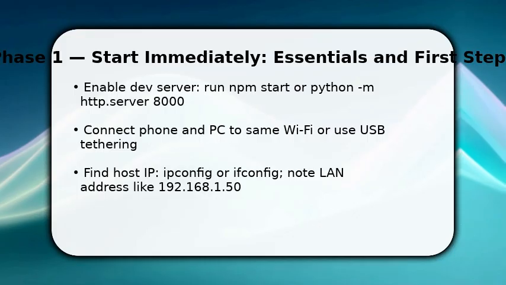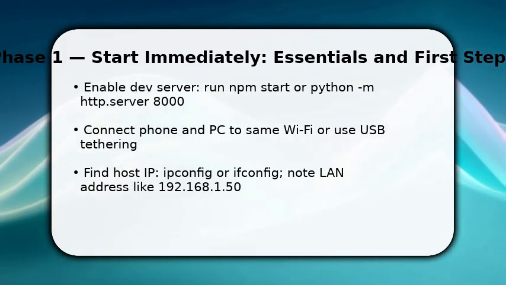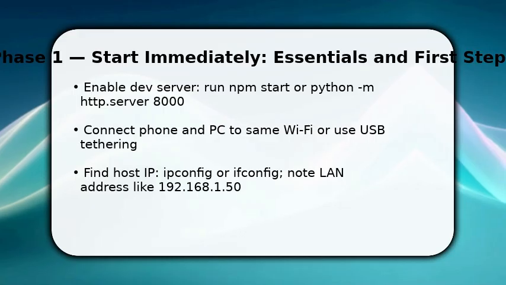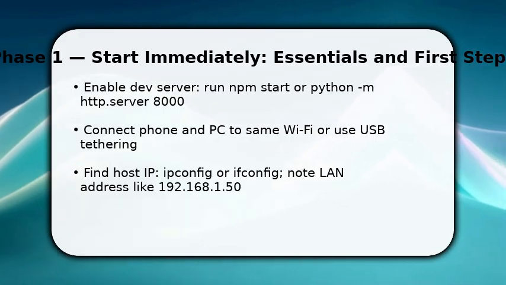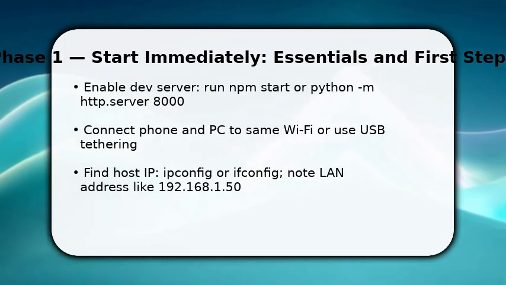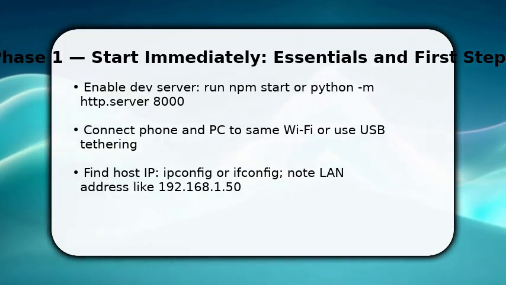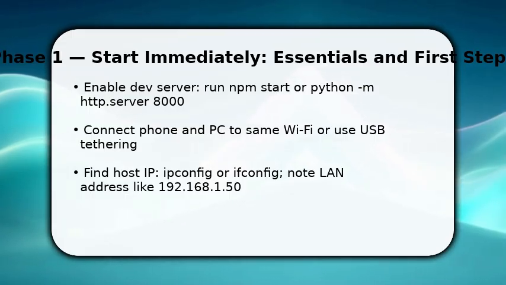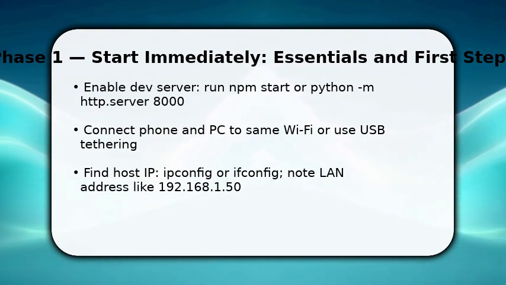Once the server is up, make sure your phone and computer share the same Wi-Fi network or enable USB tethering for a direct link. Then find your machine's LAN IP with ipconfig or ifconfig. You'll use that address on the phone. This step gives you the actual endpoint to load in a mobile browser. It avoids DNS and tunnel setup initially.